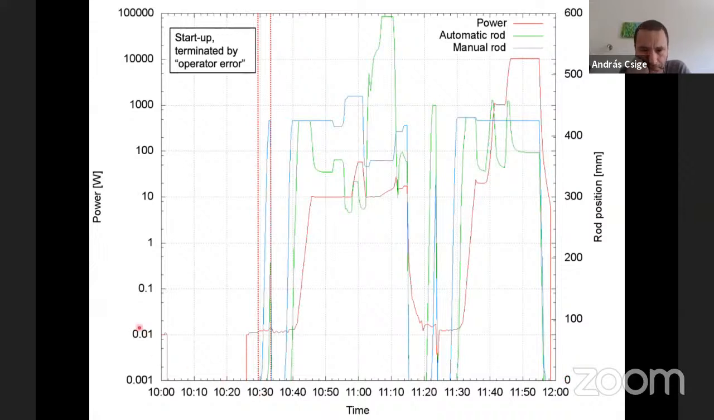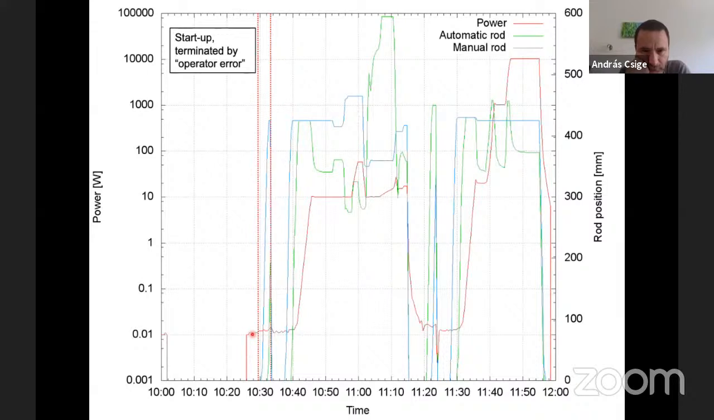You see that the control system was switched on sometime before 10 a.m. for testing and then switched off. That's why we are missing power measurement from this period. Then it was switched on again, and student operator started the first startup.